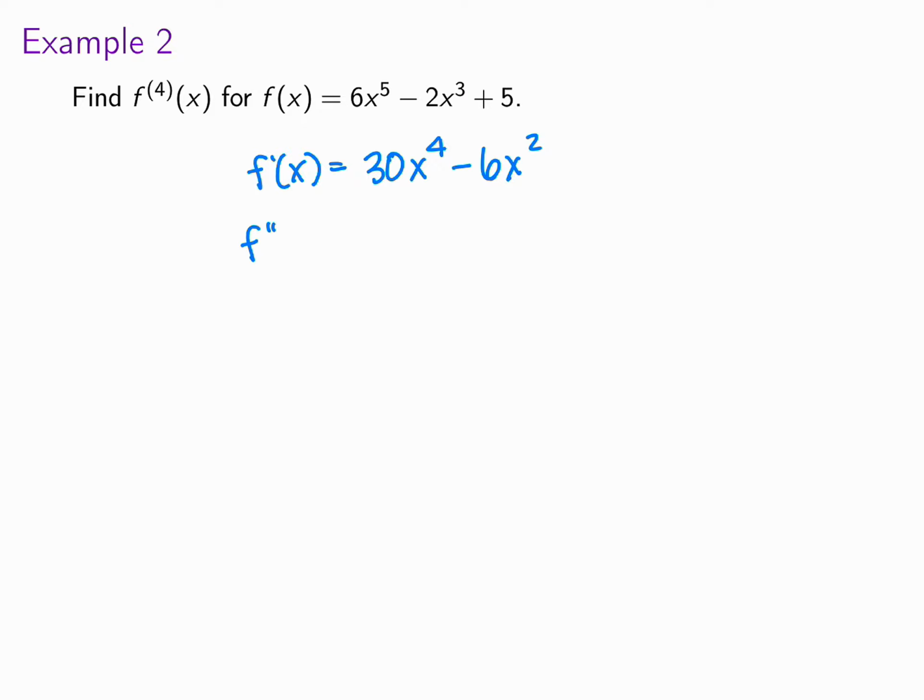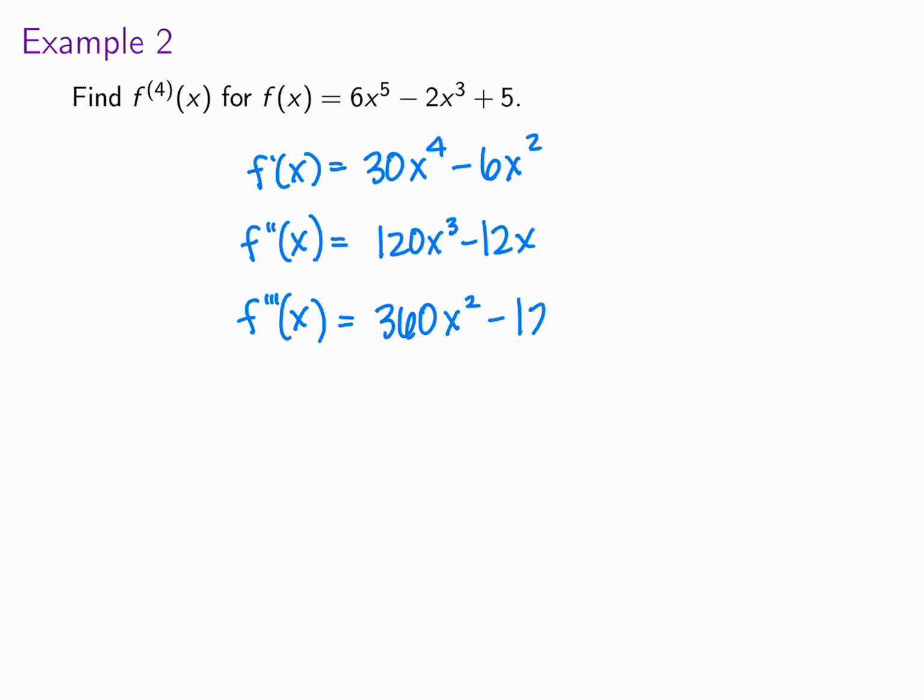Now I'll do f double prime. Remember that means the derivative of the first derivative. So what do we get? 120x cubed minus 12x. Now we'll just keep going. We get f triple prime. What will that be? 3 times 120 is 360x squared minus 12. So there is f triple prime, the third derivative.